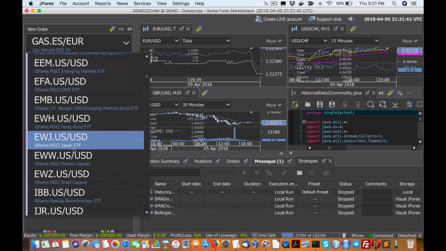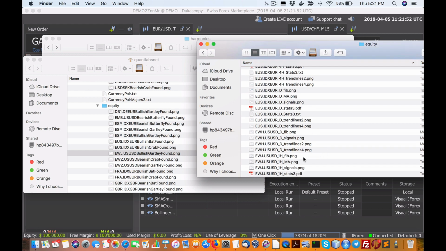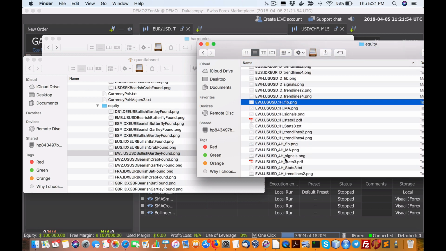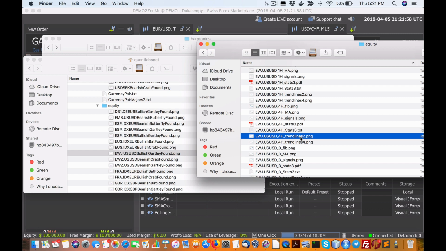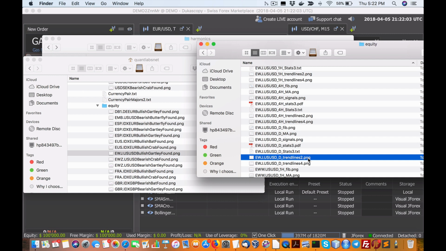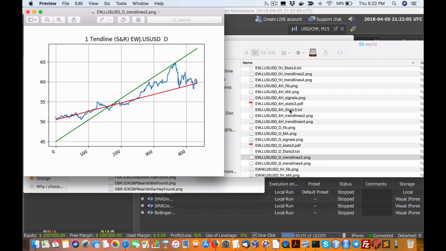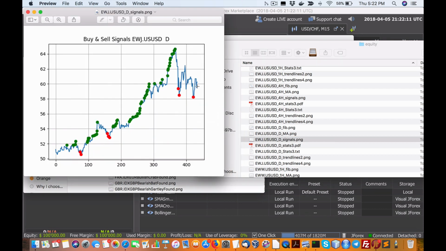EWJ, so bullish for that. EWJ is MSCI Japan. So now we're going to start looking at Japan. Okay, so we have EWJ. Let's check it out. So EWJ 4 hour on the trend line. Choppy, choppy, choppy. EWJ signals.